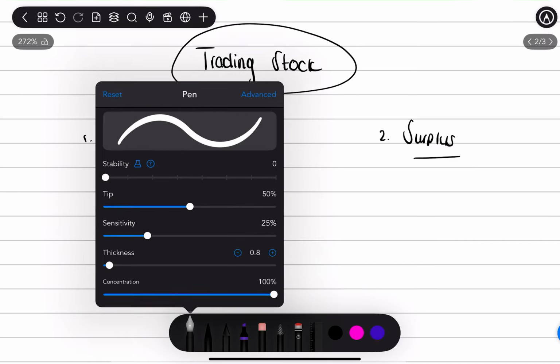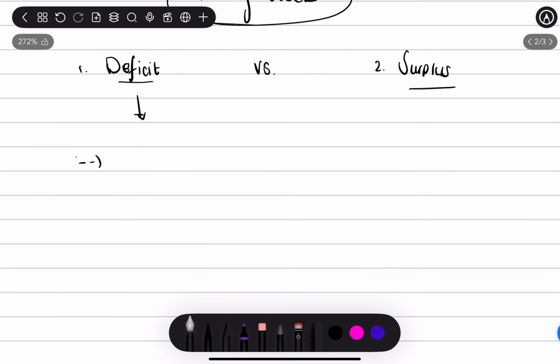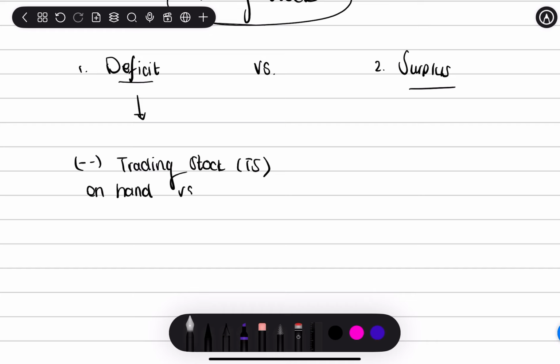So either we are saying, first of all, trading stock deficit means that there is less trading stock. Okay, so I'm going to refer to trading stock as TS to make it easier. There is less trading stock on hand versus in the books. Okay, and by books, I'm talking about our general ledger or our balance sheet. Yes? Versus surplus, which is the complete opposite.